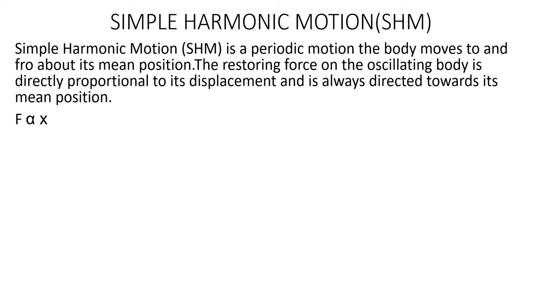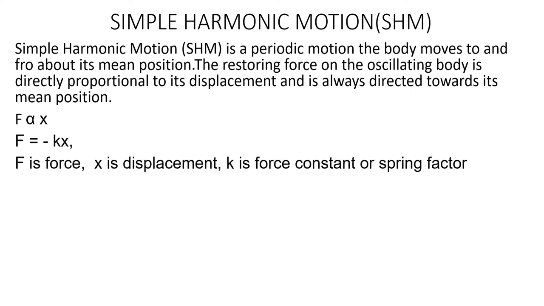So we can write restoring force is proportional to x. F is restoring force, x is displacement, or we can write F = -kx. And what does the negative sign show? The negative sign shows that the restoring force is in a direction opposite to the direction of displacement. F is the force, x is displacement, k is known as the force constant or spring factor.